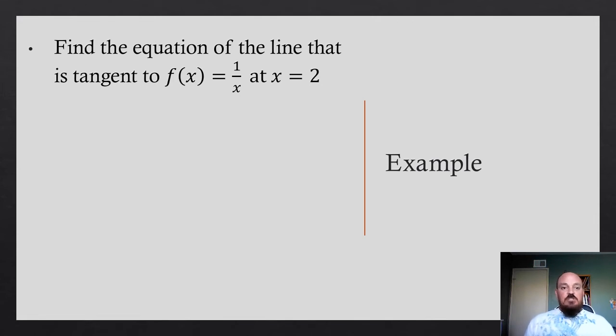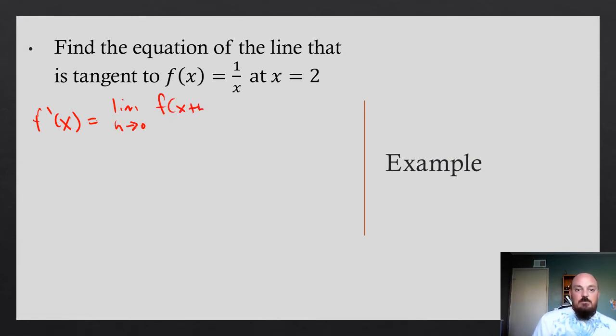It says find the equation of the line tangent to f of x equals 1 over x at x equals 2. So before I do anything else, if I'm doing tangent lines, let's just find f prime of x. I'm going to need it at some point, so let's just do it first. So I'm going to start with the definition of the derivative, which we just learned. That tells me that f prime of x is the limit as h approaches 0 of f of x plus h minus f of x all over h.